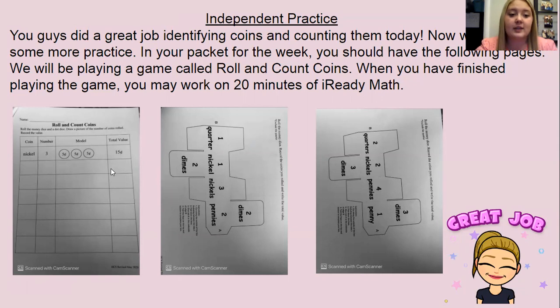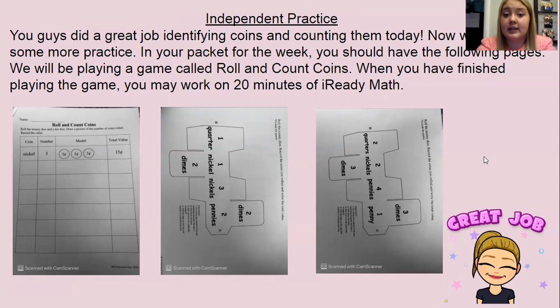Then you are going to tell me the total number of the coins that you rolled. So if you rolled 2 dimes in this box, you were going to put how much 2 dimes is worth, which we know is 20 cents because you can count by tens and there are 2 dimes. So that is how you play that game. It will take some prep work, but it's fun.